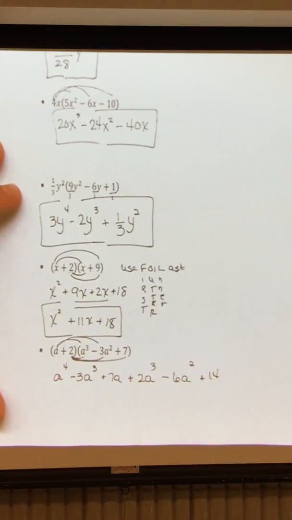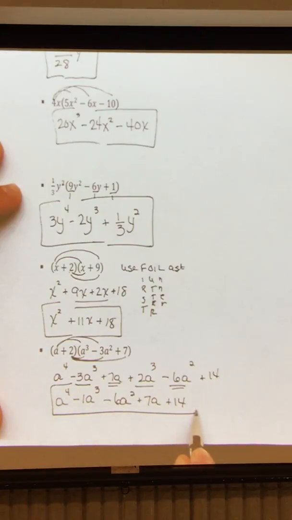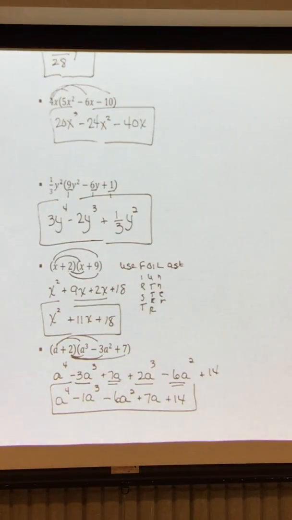Now let us combine like terms. We have only one a to the fourth. We have negative 3a cubed plus 2a cubed. So we have negative 1a cubed. We only have one 6a squared. So we just leave the 6a squared. And again, only one 7a, and only one number. And this is our final answer for number 1.